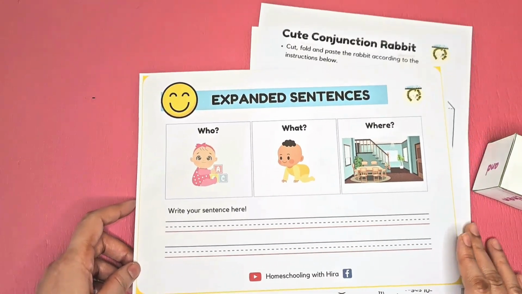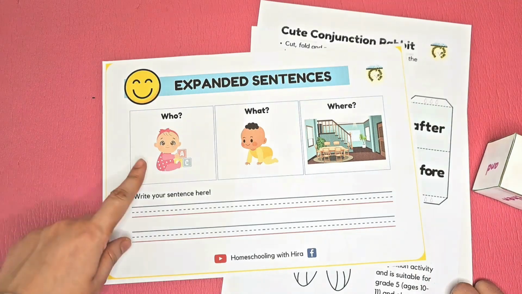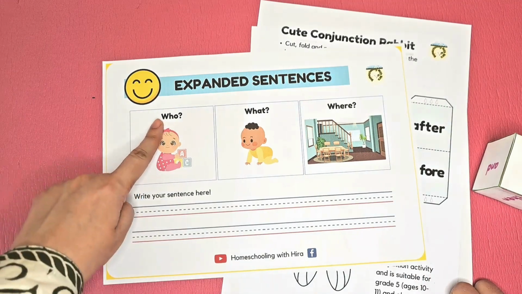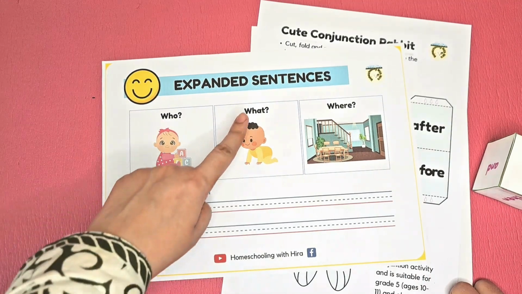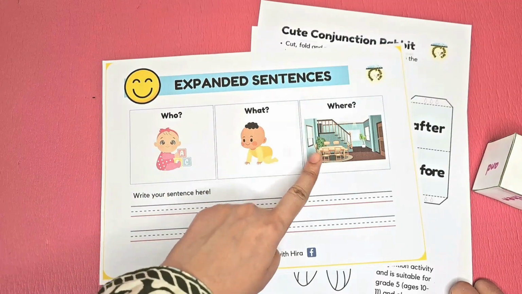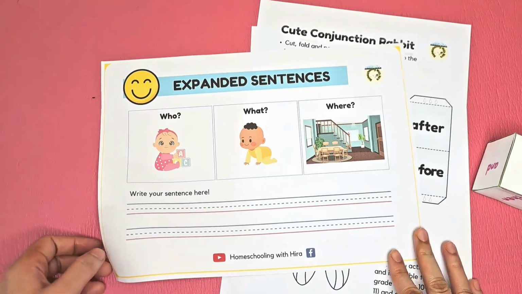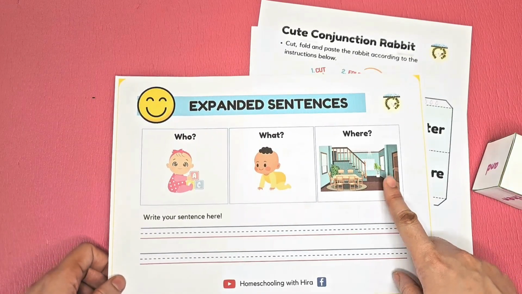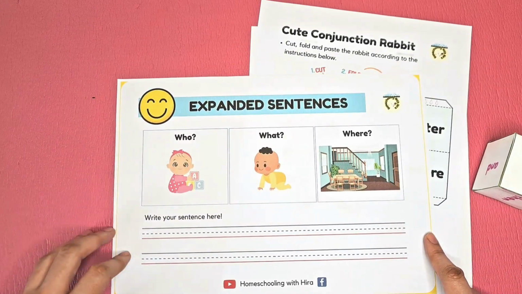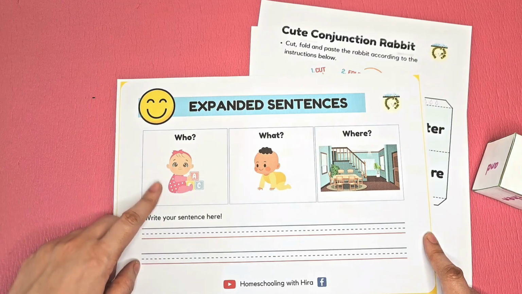Check out this worksheet first because this is the basic worksheet. Here you can see that we have three pictures. In the first box, who is it? It's a baby. What is the baby doing? He's crawling. Where is he crawling? He's crawling in the dining room, in the living room, in the house, in the entrance area. Whatever answer is acceptable, you can accept it from the child.